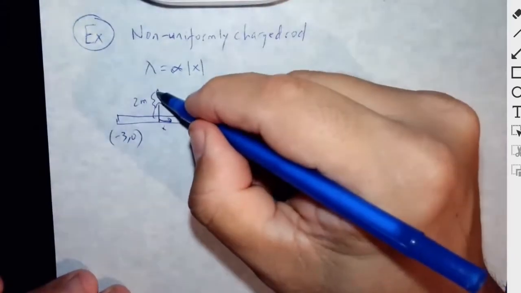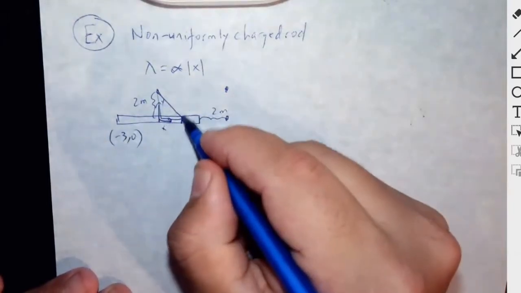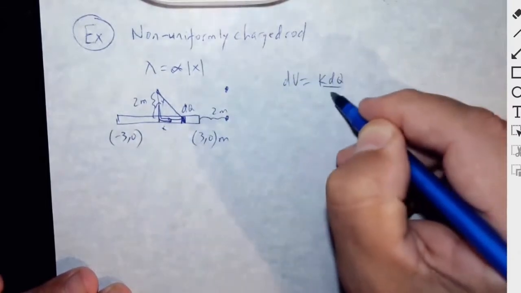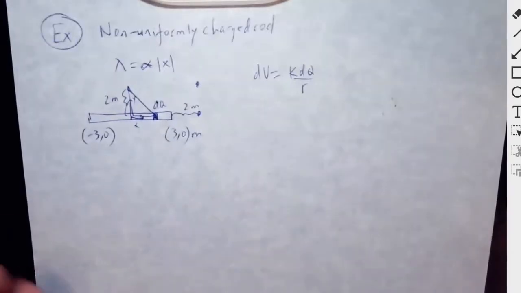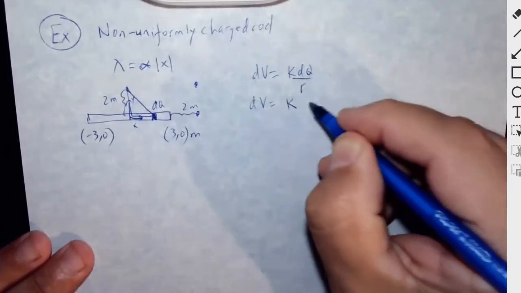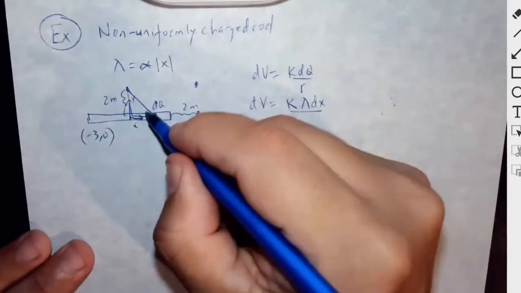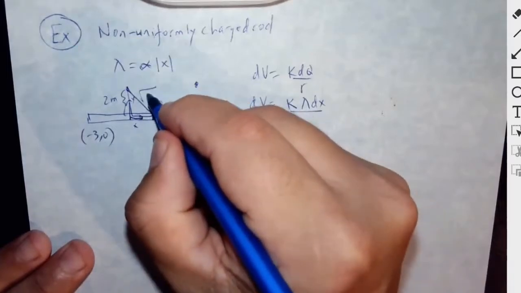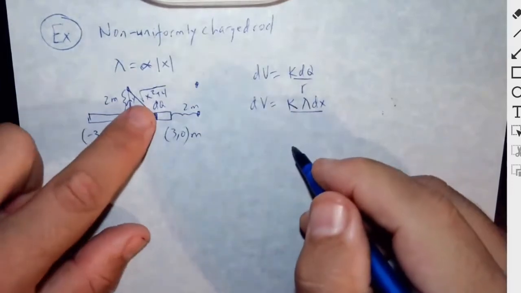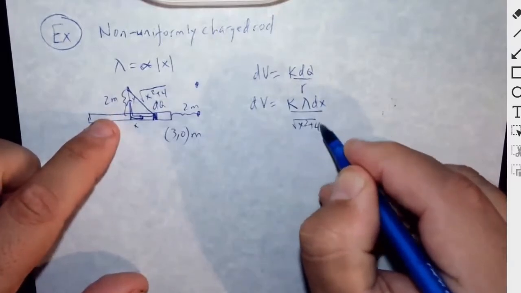If I'm trying to find the voltage here, the voltage created by that piece, dq, dV, is going to be k dq over r. Remember, voltage doesn't have any direction, so I just worry about its magnitude. And then k dq is lambda dx over r, and the r is the square root of x squared plus 4. From here to here is going to be x, so square root of x squared plus 4.